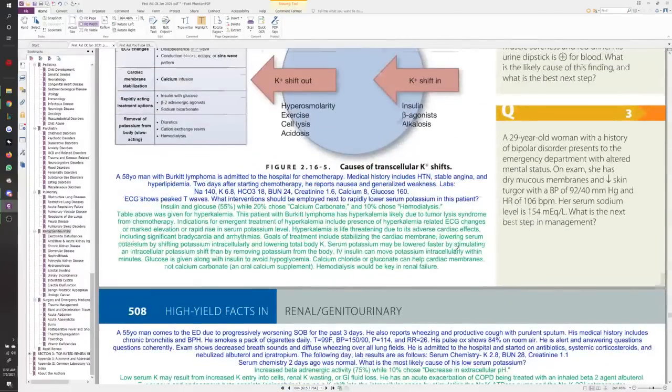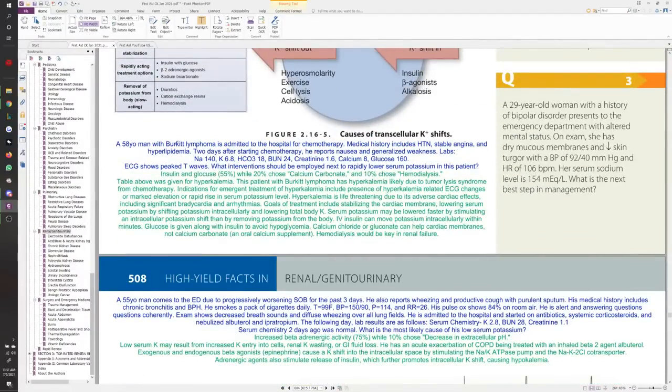So let's take a look at these two questions over here. A 58-year-old man with Burkitt lymphoma is admitted to the hospital for chemotherapy. Medical history includes hypertension, stable angina, and hyperlipidemia. Two days after starting chemotherapy, he reports nausea and generalized weakness. Labs show normal sodium, high potassium, everything else looking pretty good. His kidneys are not good. Glucose is high. So you're seeing these three things are bad. ECG shows peaked T waves, which is typical of hyperkalemia. So this is one way they might tell you the person has hyperkalemia if they didn't give you labs. Peaked T waves, you should think of hyperkalemia as well.